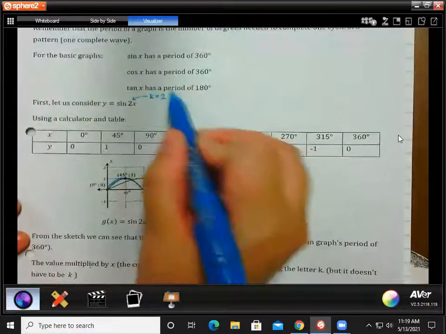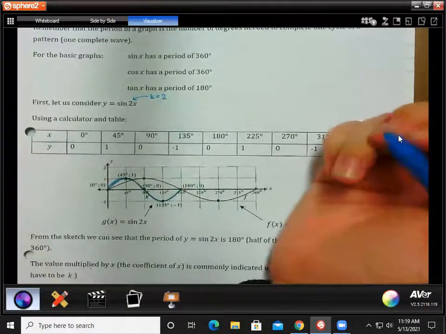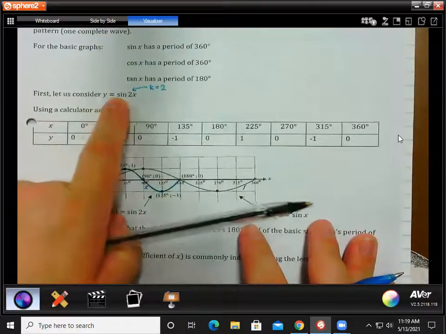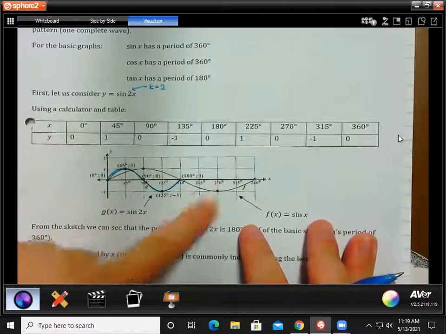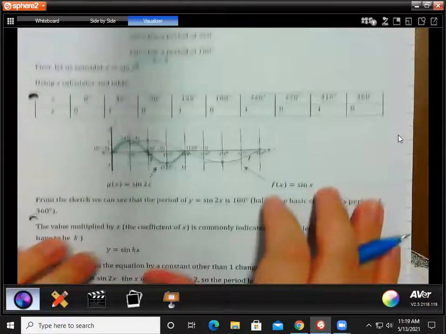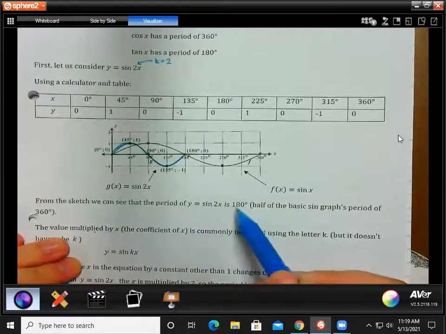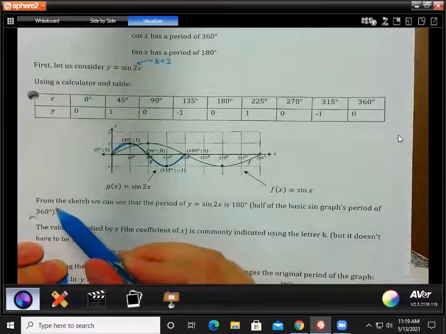The 2 in front, sorry, let me show you here. The 2 in front is actually halving the period. The period of y equals sine x is 360. If we're plotting the points, we see that the period of y equals sine 2x is 180, half of the original period. All right, so from this sketch, we can see that the period of y equals sine 2x is 180 degrees, half of the basic sine graph's period of 360.